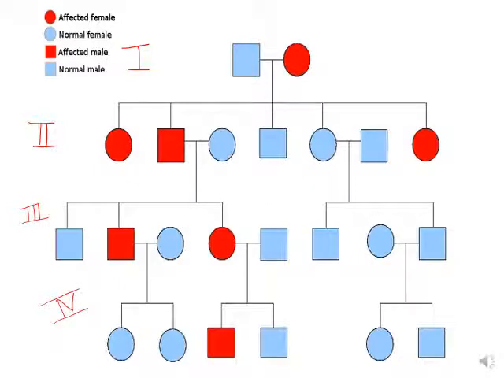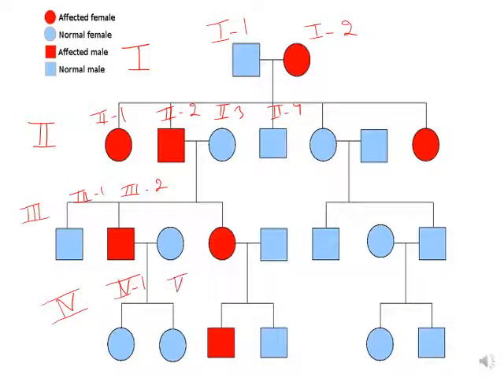So for example, if I want to name the first member, this is a male, so you give it, for example, 1, 1. And this is 1, 2. And this is 2, 1. This is 2, 2, 2, 3, 2, 4, and so on. And here 3, 1, 3, 2, 3, 3, and so on. And here we have 4, 1, 4, 2, and also so on. So this legend is very important. We have to use it.